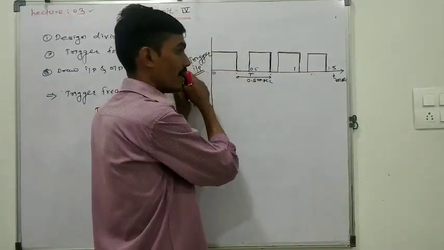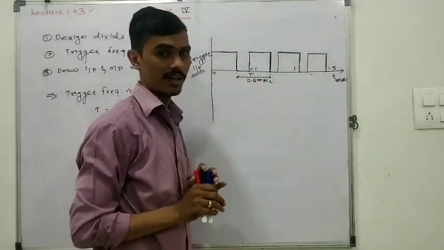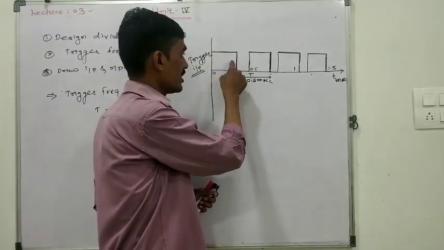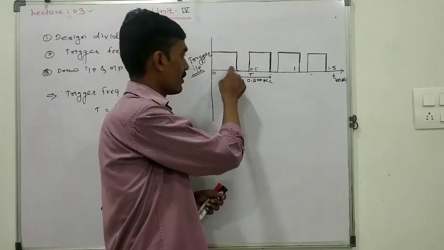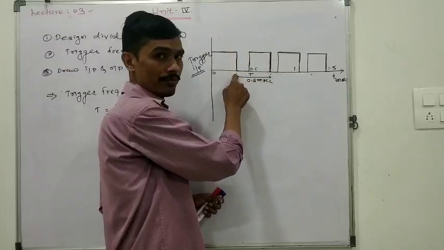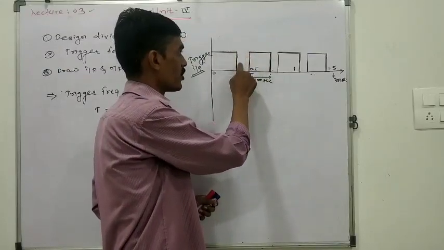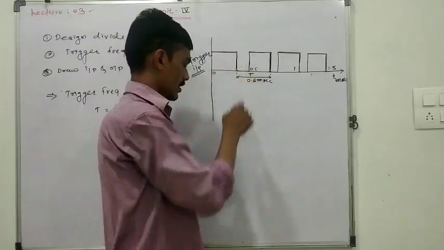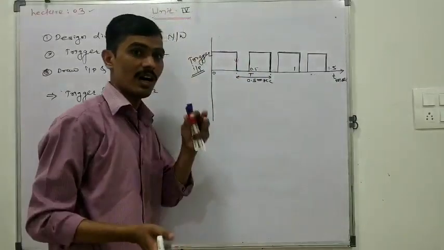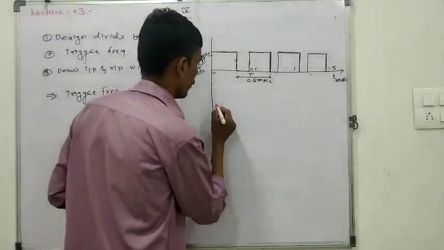Ultimately this wave acts as an input to the trigger terminal or trigger pin. So whenever a negative peak is available, it is a transition from positive to negative. That means this acts as VCC. Whenever it drops down to 1/3 of the VCC, at that time the capacitor is going to charge.